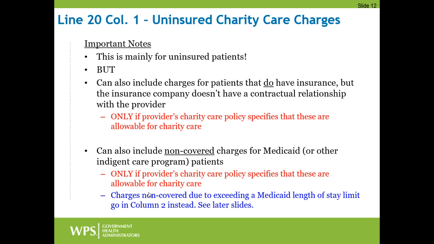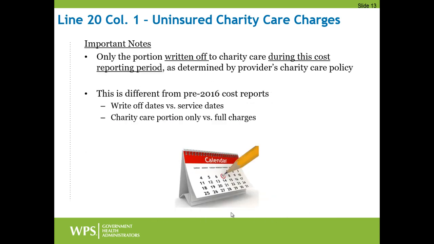Now, the other point about that, though, we're talking about Medicaid here. Earlier in that line 24 and line 25, we said that we have those that exceed the Medicaid length of stay limit. Those actually go into column 2. So if it's a non-covered charge, just a regular non-covered charge, it can go in column 1. But if the reason it's non-covered is due to the fact that it has exceeded a length of stay limit, then it goes into column 2. It's just a little technicality in the cost reporting instructions. It's still a charge, but as we saw earlier, it would be subject to the cost to charge ratio, even though it's in column 2. So we'll talk about that in the column 2 slides.